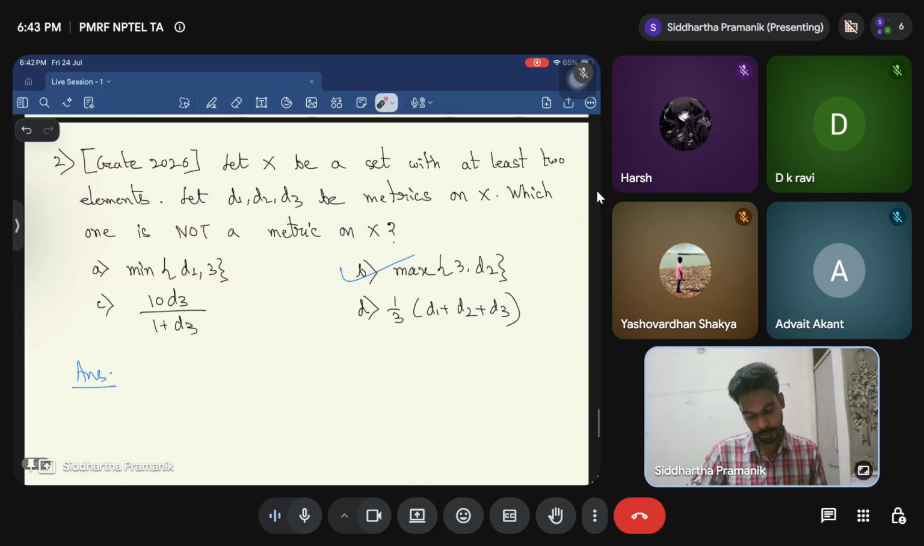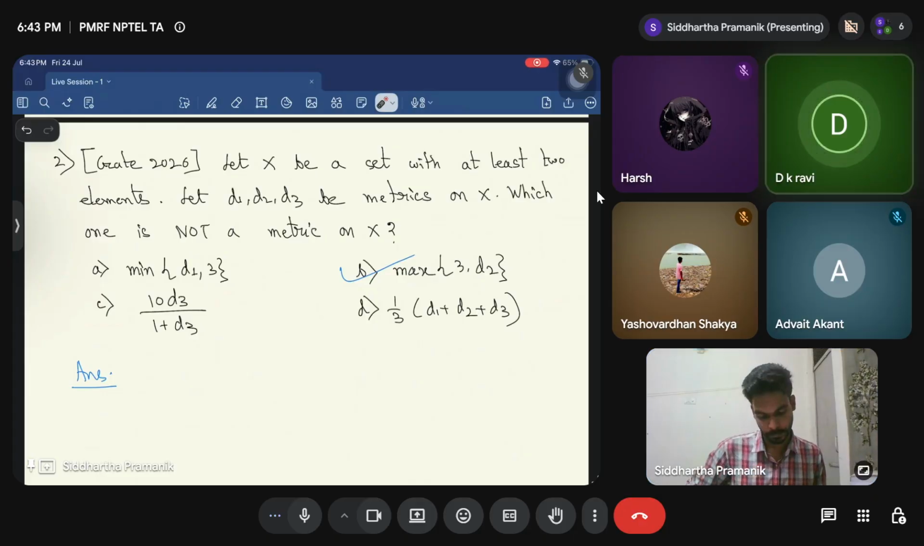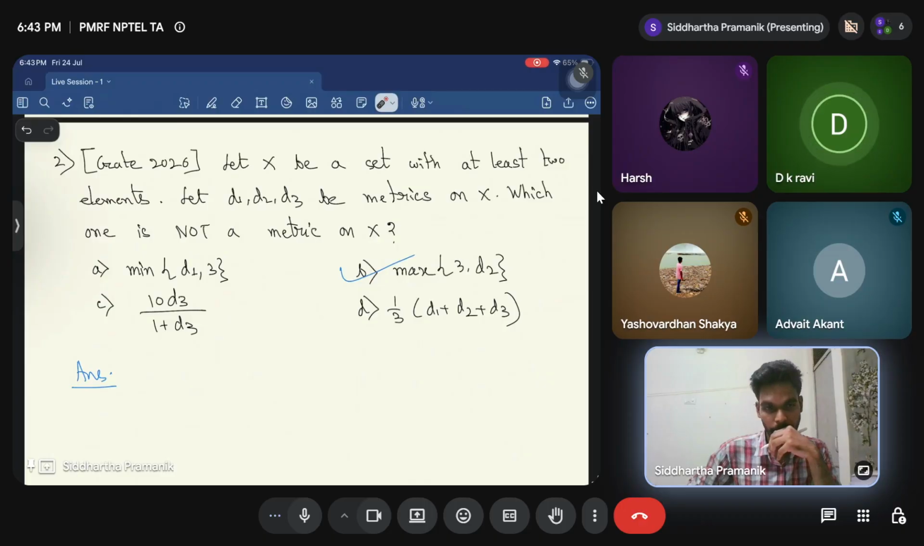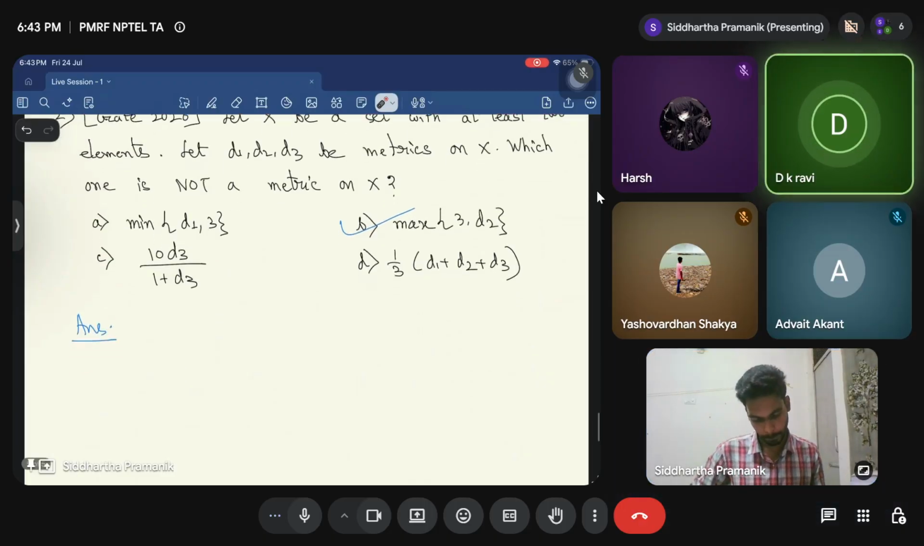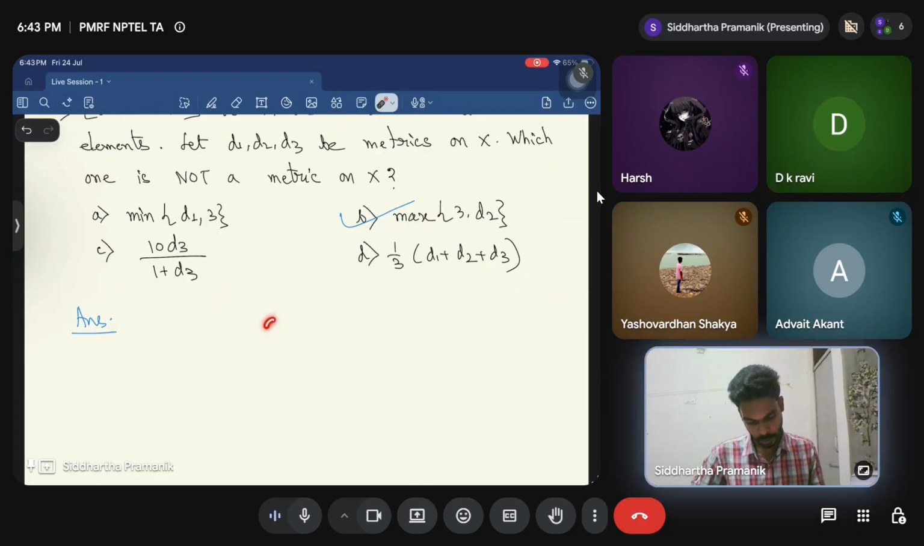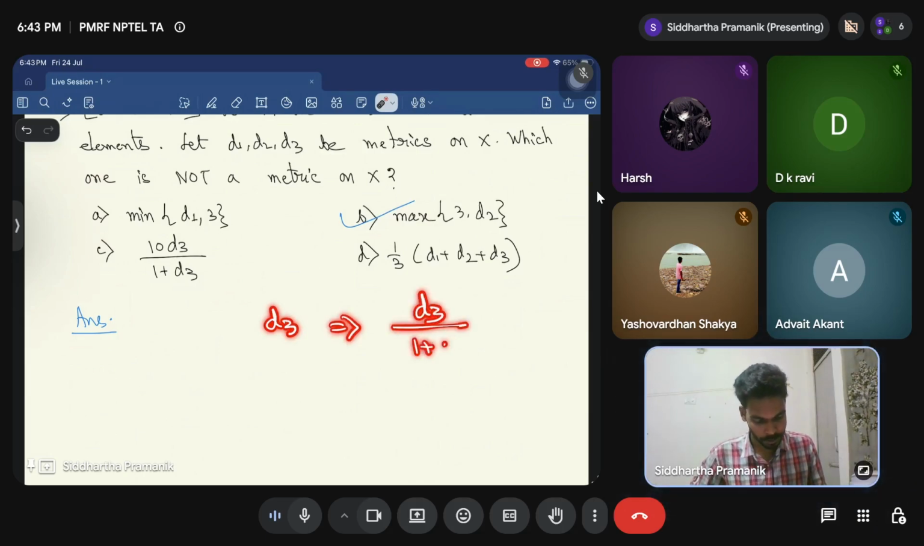But can you see why C and D are metrics? Yes, sir, it is just what you have said previously. Okay, so for metric C, the same as above what you have done. If you take any metric and take a positive scalar multiple, it will always be a metric. And d3 is a metric. So this will give d3 by 1 plus d3 is a metric. Now you are just taking the scalar multiplication by 10. This is a positive number, so this will be a metric.